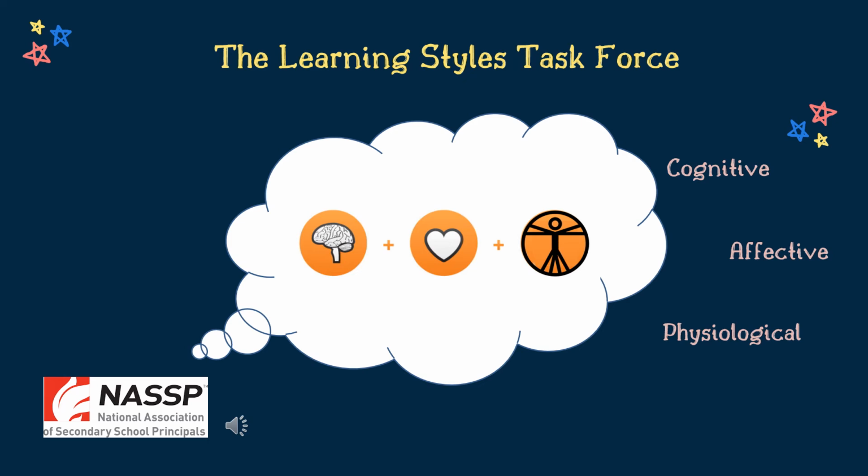For cognitive learning, it's all about how we think, how we organize and retain information, and how we learn from our experiences. For affective learning, it's all about our attitudes and motivations and how they impact our approach to learning. And for physiological, it's a variety of factors based on our health, well-being, and the environment in which we learn.